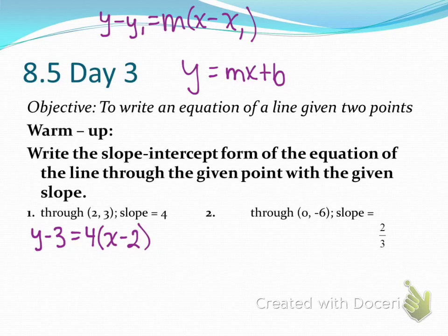After we put it into point-slope form, in order to get it into slope-intercept form, we first had to distribute. Tariana, what do I get when I distribute? 4x minus 8. So yes, when we distribute, the y minus 3 stays the same. We just distribute the 4 into those parentheses to get 4x minus 8.